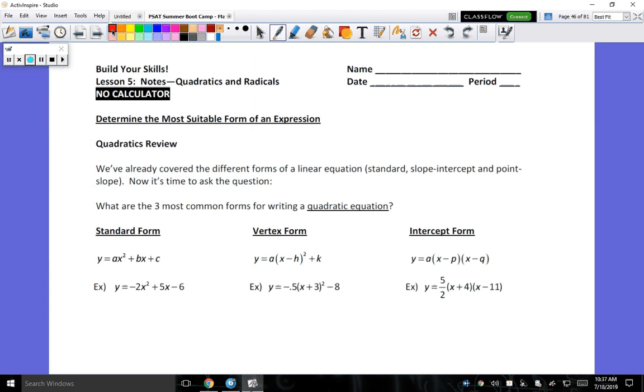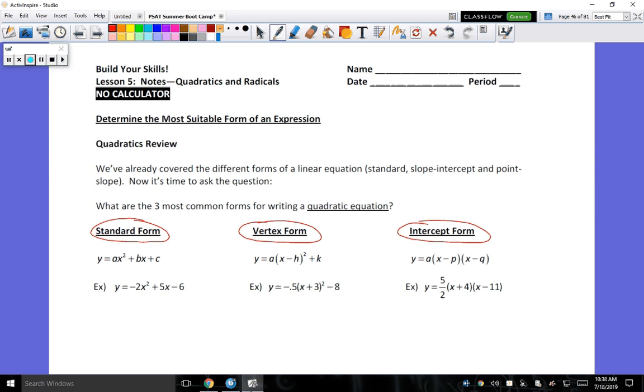This is lesson 5, and it's going to talk about quadratics and radicals. And it's a huge non-calculator lesson, okay? Non-calculator lesson meaning there are many different ways that we're going to be exposed to quadratics, and knowing how to extract information quickly from that without a calculator is our focus.